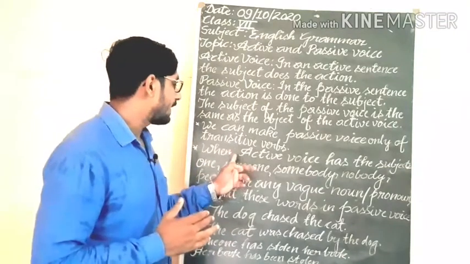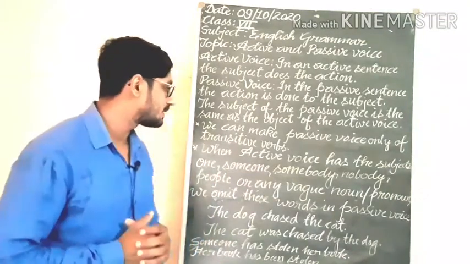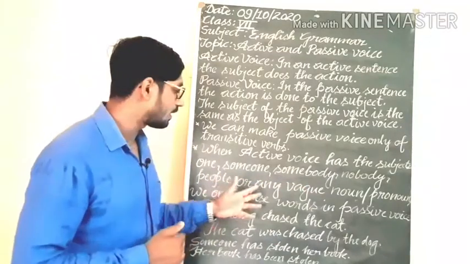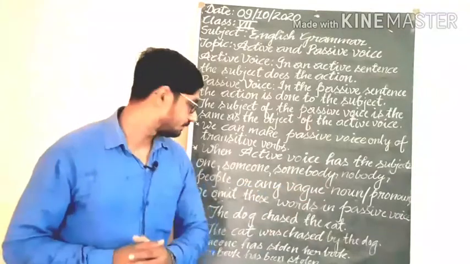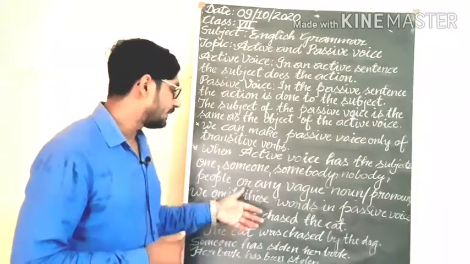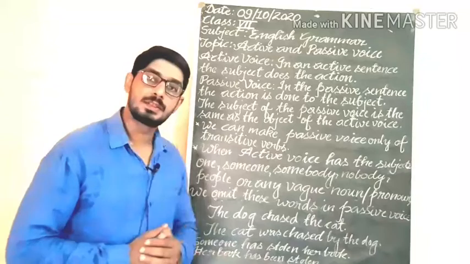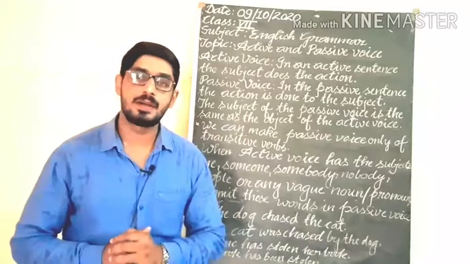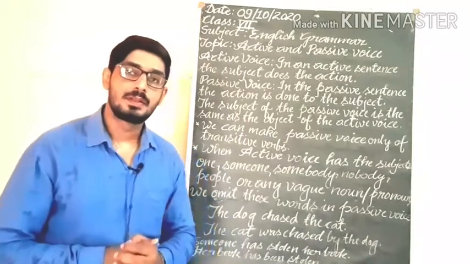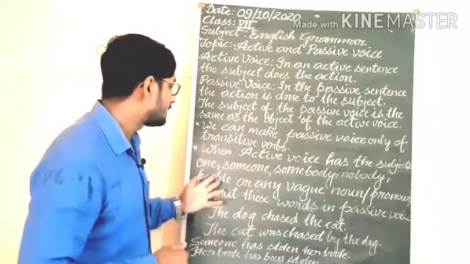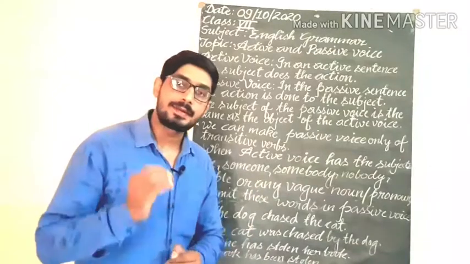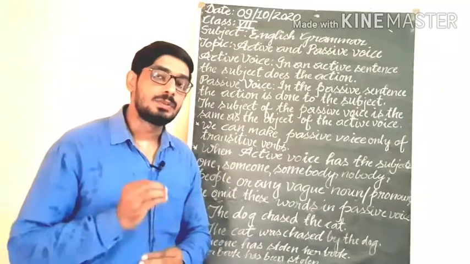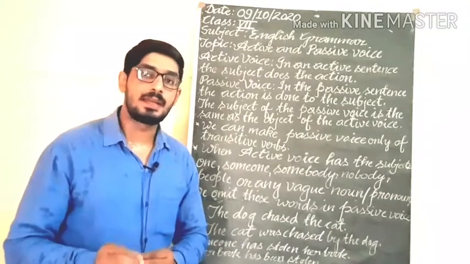When active voice has the subject one, someone, somebody, nobody, people, or any vague noun or pronoun, we omit these words in passive voice. Suppose these are the words no one, someone, anybody, people. Such types of words you get in active voice as a subject in the sentence, then you will omit these words in passive voice.